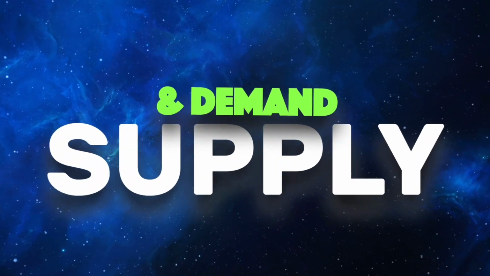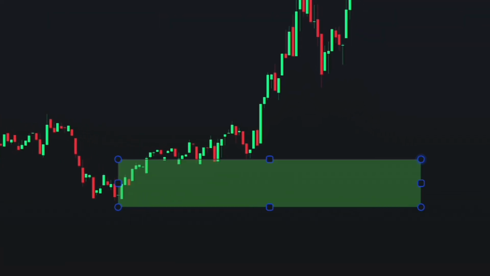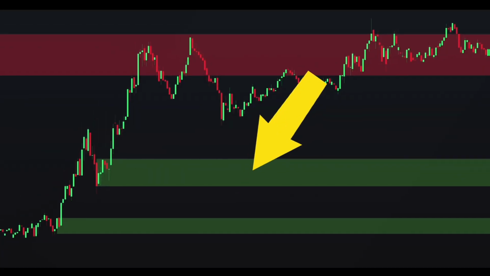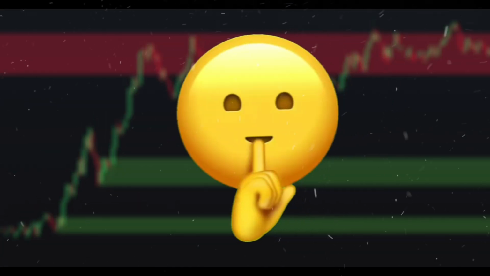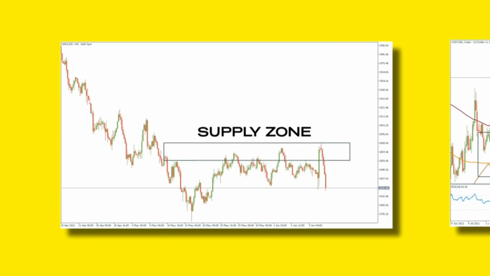Supply and demand, one of the most important concepts in trading. I'm going to show you how to draw zones correctly, what you need to look for, how to enter, how to exit, and of course, I'm going to give you the secret tips on how to improve the performance of my supply and demand zones. Absolutely for free.